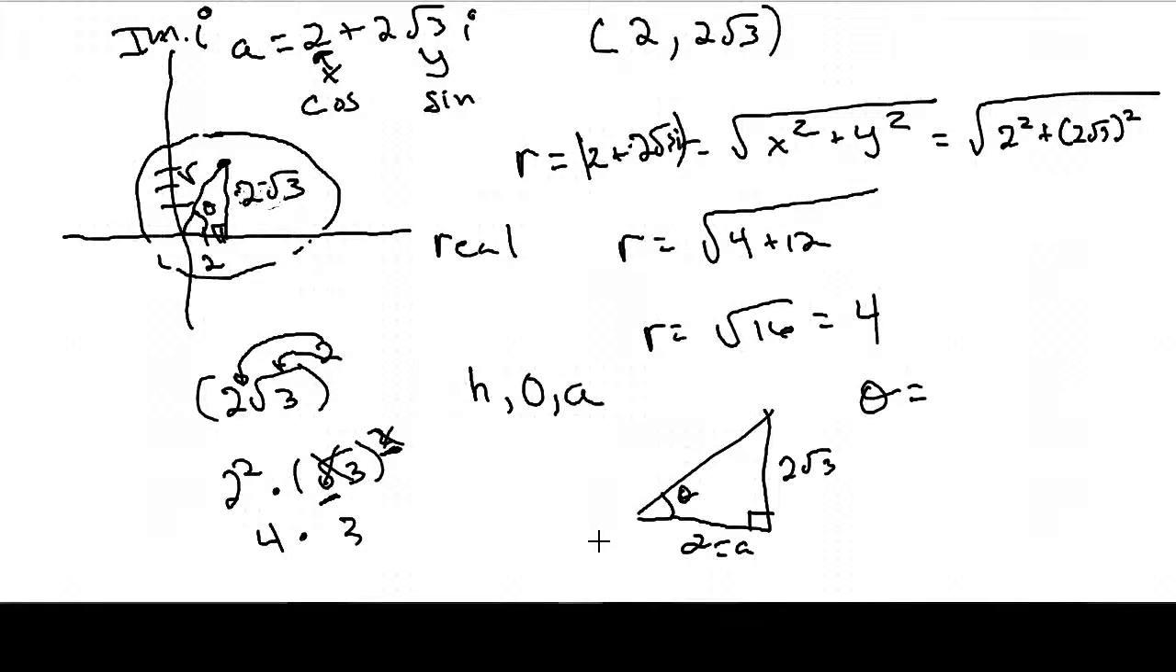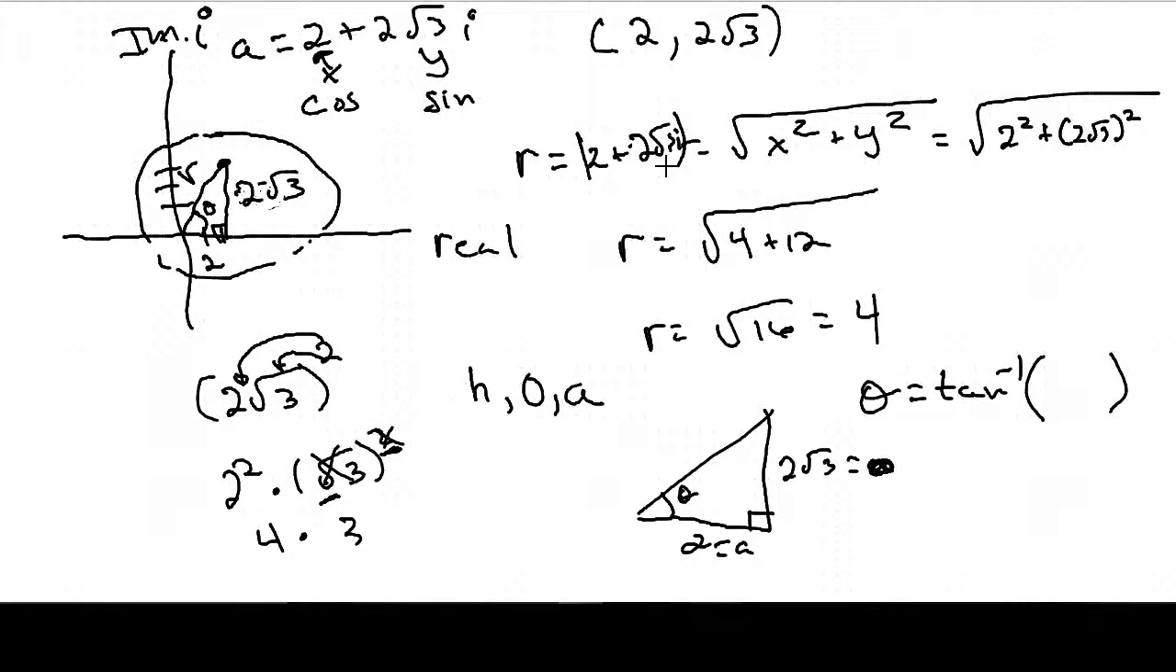Okay, so since we have the opposite and the adjacent, we could use tangent? Right. So the tangent inverse, because I'm looking for an angle. Is going to be what over what? I see what you're saying. We're looking for an angle, I forgot about that. So we're looking for sine over cosine? Right.